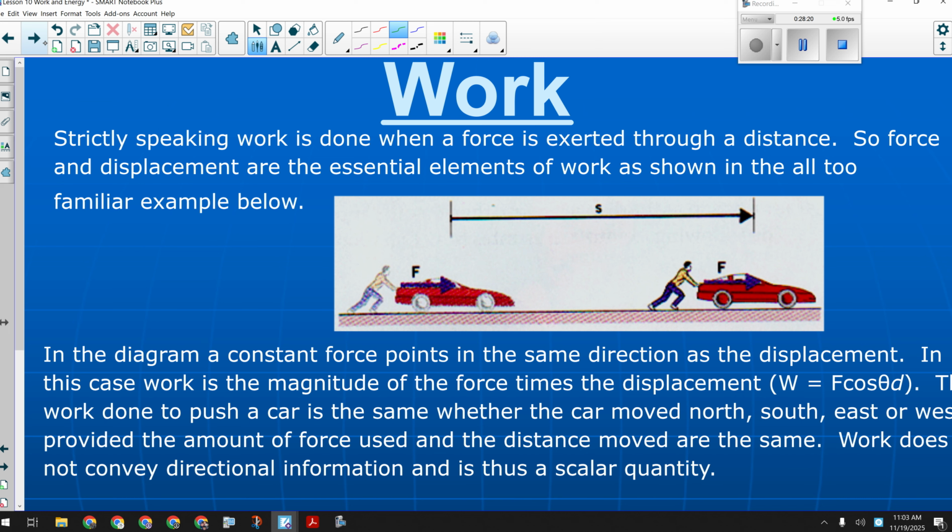All right, so when work is done, when a force is exerted through a distance, I did work in pushing the cart. Not on the cart, but I did work. Energy went from me to other places. That's work from my perspective.